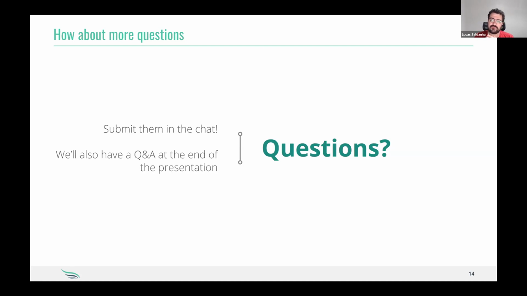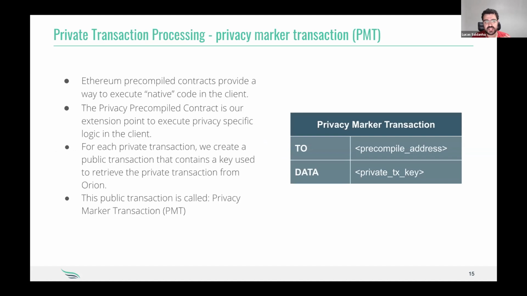Okay, so we have talked about how the private transactions go from the sender to all the other participants, and how the list of participants is defined and maintained. So now it's time to look at how the magic happens: how the private transaction is going to be processed, and how we make sure that all the participants process that private transaction in the right way, at the right time.